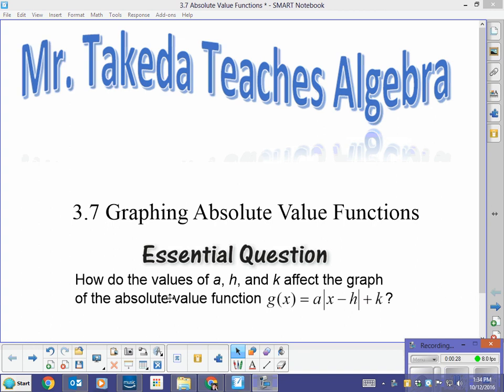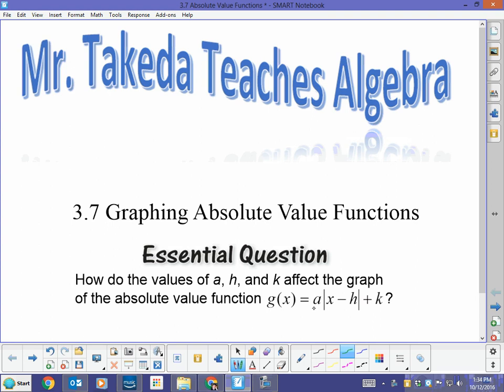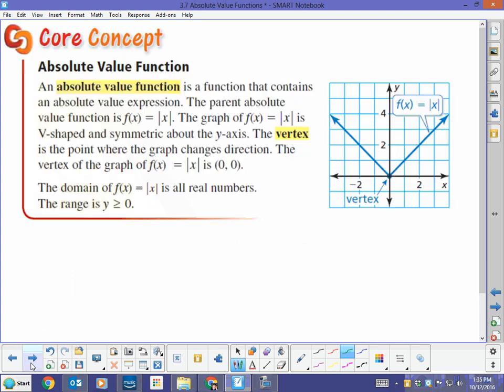The essential question is, how do the values of A, H, and K affect the graph? And what are A, H, and K? In this case, A, H, and K are multiplying the output, adding or subtracting to the input, and then adding to the output. So we're transforming absolute value functions here. But let's take a look first at what an absolute value function is.